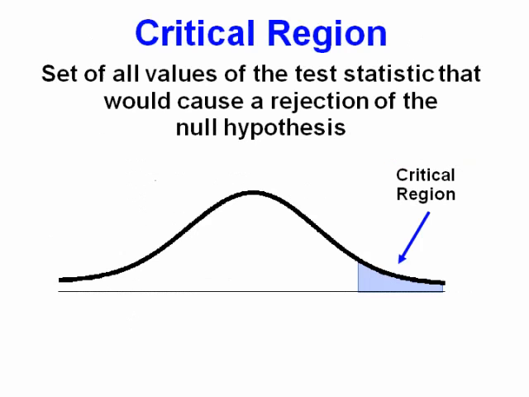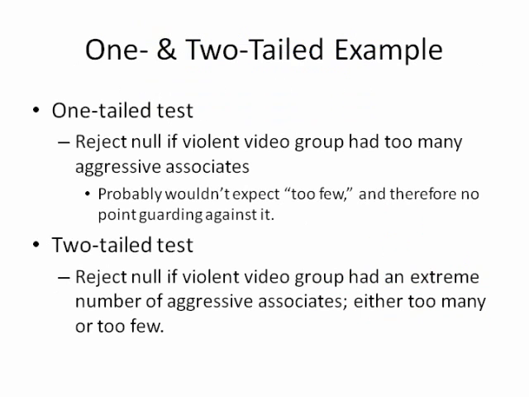It would look, if we were to graphically illustrate this, it would look something like this. So we're saying our critical region is at the top of the distribution. That if our obtained t-statistic shows that people had too many free associates, they fall in the top end of the distribution, in this tail here that's shaded in blue, that we would reject the null hypothesis.